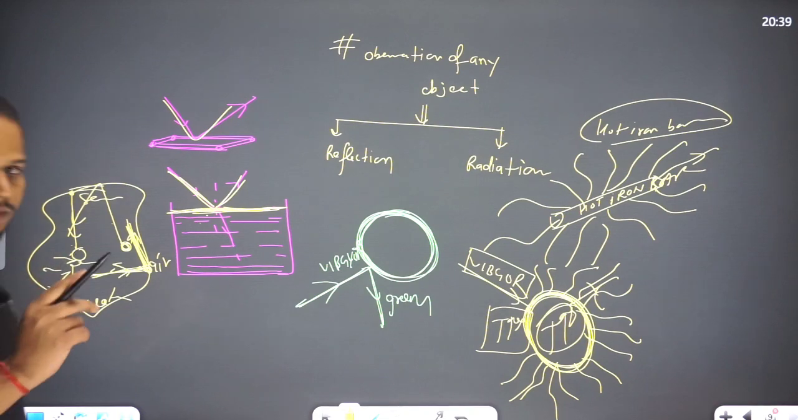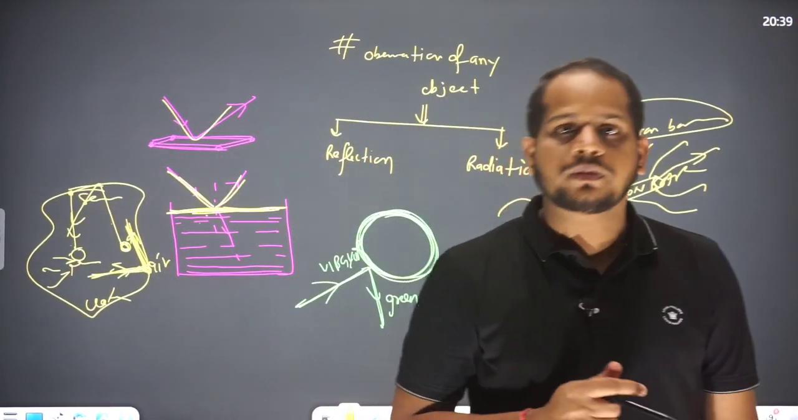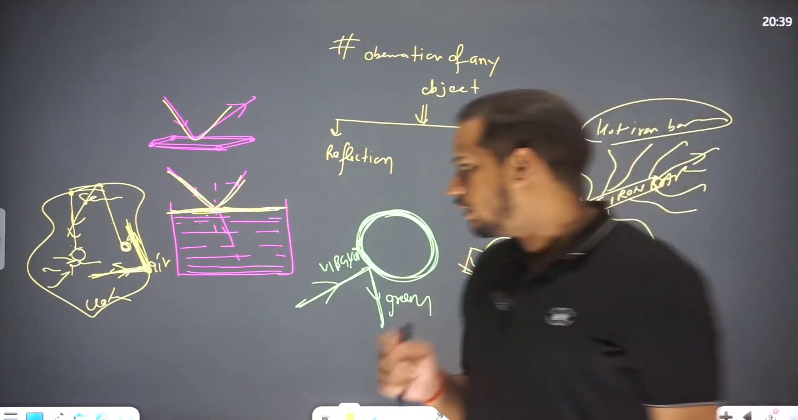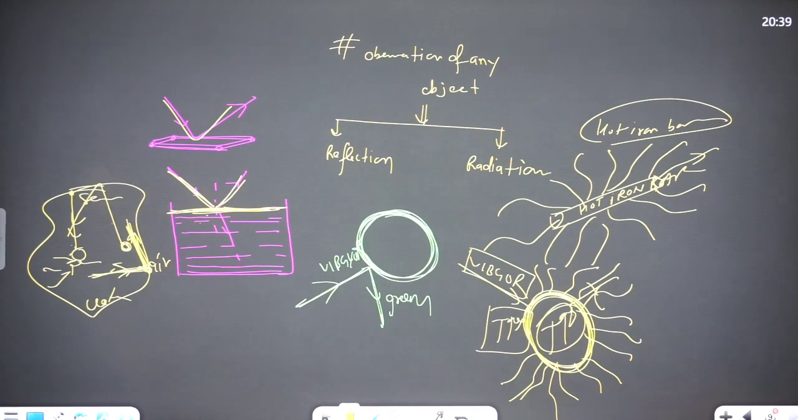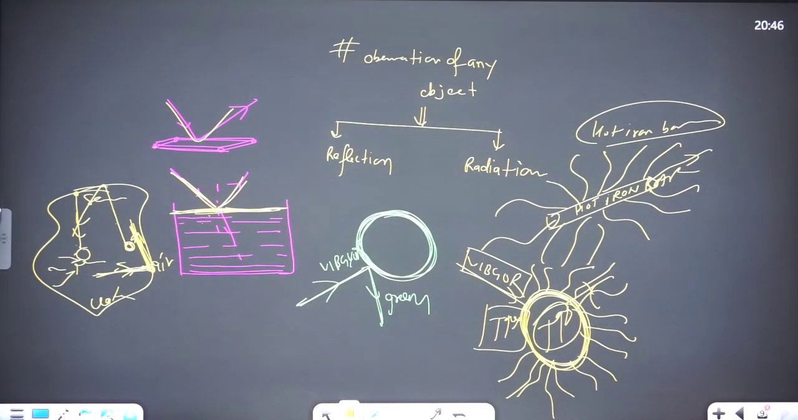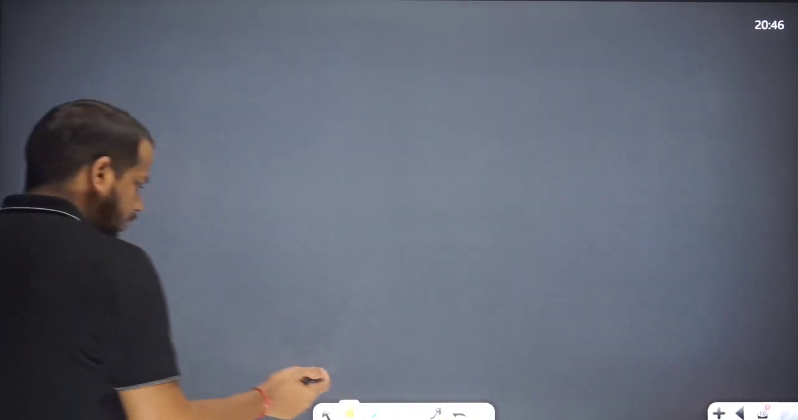So we have two things: reflection of light from denser surface and reflection of light from rarer surface. There are two things in that, right? Just copy all these things, then I will move on to the next one. Okay, so let's move on to the next one. Let's see. So what I said to you, we have two things.